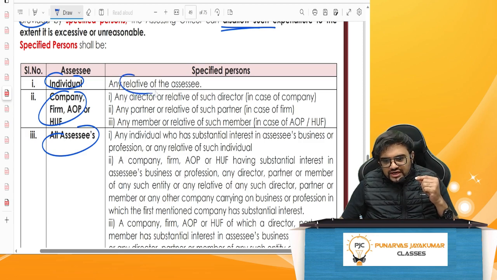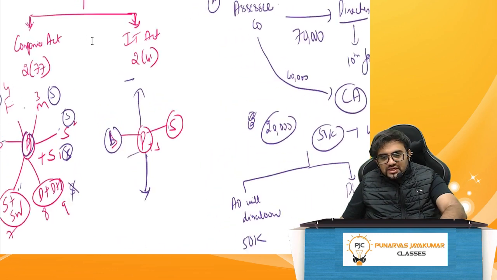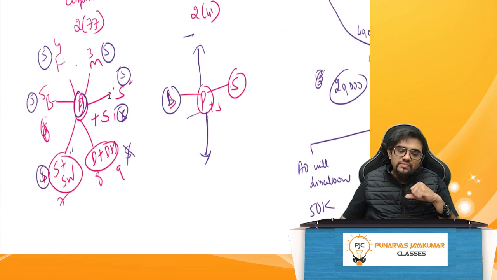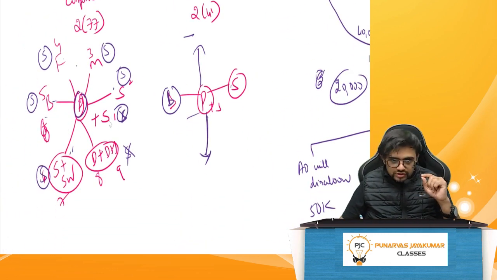So for an individual, a relative is covered. Who is a relative? If you see the Companies Act relative definition under section 2 clause 77, that is the person and spouse, then brother and sister, and then one generation up, one generation down. So father, mother, son and son's wife, daughter and daughter's husband. Stepfather, stepmother, stepson, stepbrother, stepsister are covered. Stepdaughter is not covered in company law.